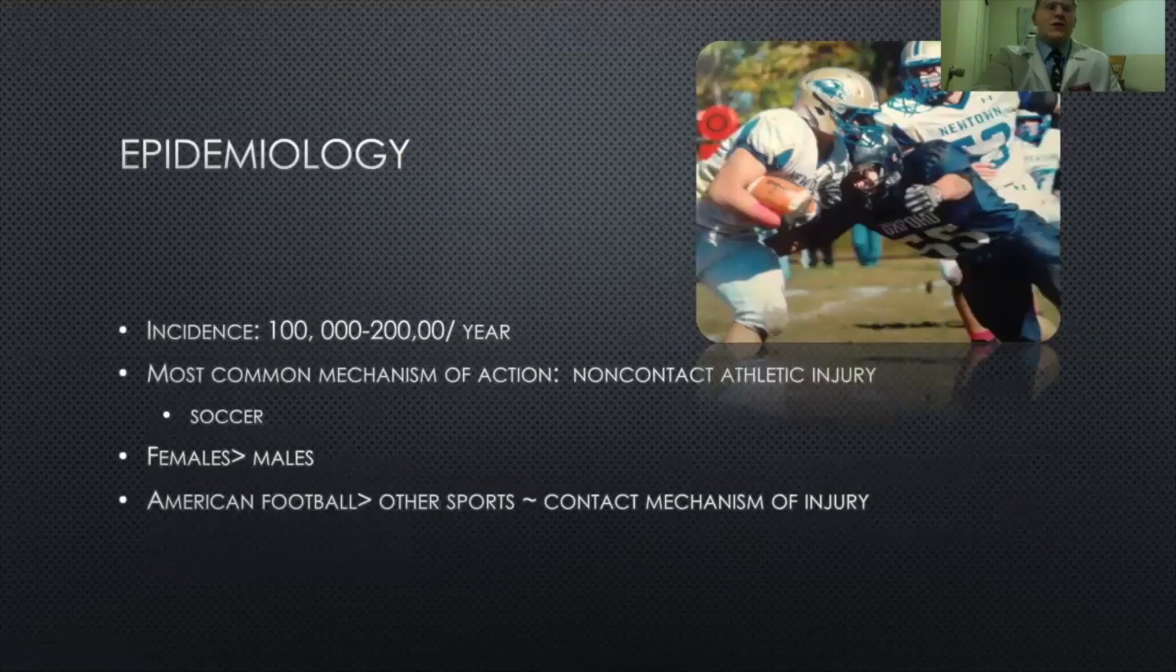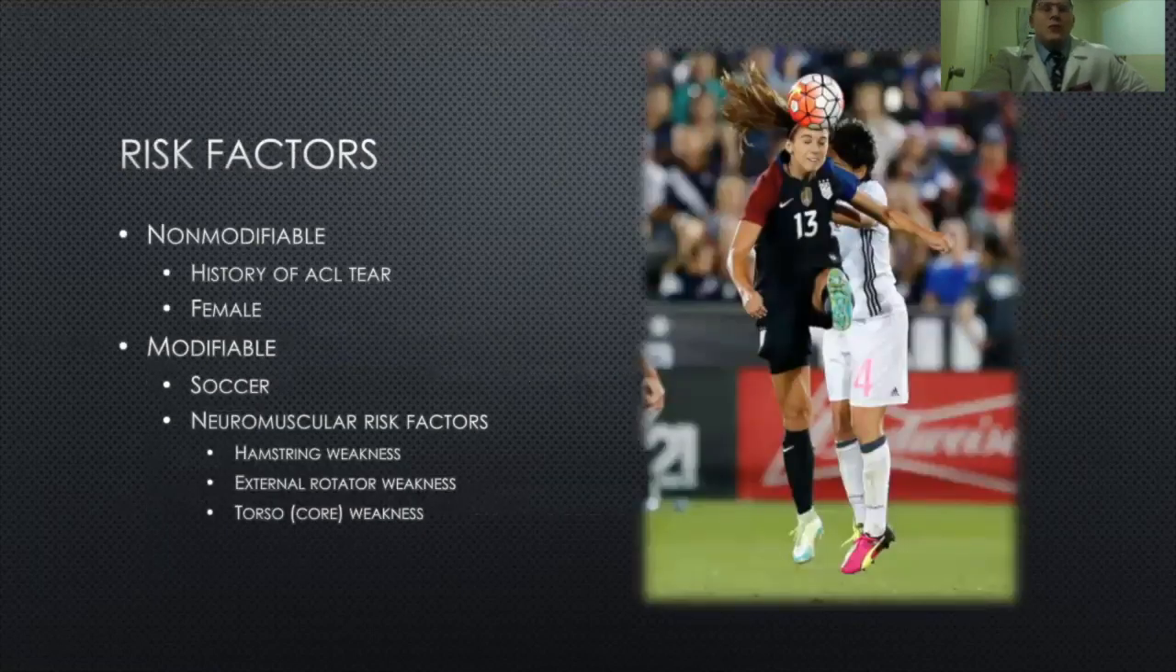So epidemiology is 100,000 to 200,000 torn ACLs, partial and complete, per year. The most common mechanism is non-contact, and it's associated with soccer. It affects females more than males, and the contact mechanism injury, which is the second most common, is associated specifically with football. The non-modifiable risk factors are a history of previous ACL tear and being female. The modifiable ones, so you can change your activity, because soccer is highly associated with it, or not. Neuromuscular risks associated with it are hamstring weakness, external rotation weakness, and torso weakness.